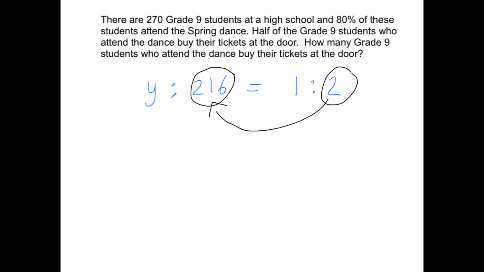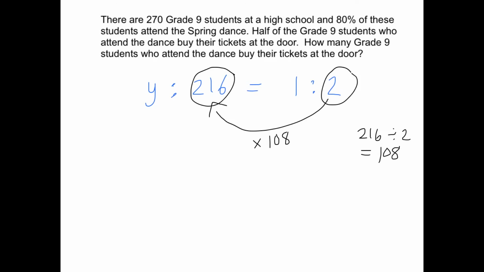2 multiplied by something would give us 216. Well, if you can't figure out what that number is in your head, you can always take 216 and divide it by 2. Do the opposite. What's half of 216, or 216 divided by 2? 108. That means that 2 times 108 is 216.